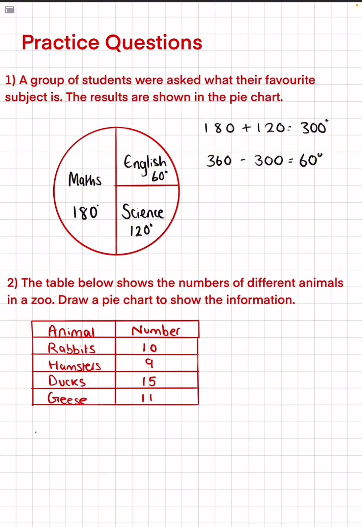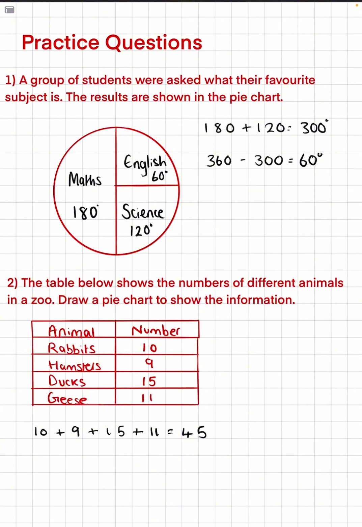So we've got 10 rabbits, 9 hamsters, 15 ducks, and 11 geese. We add all these numbers together, we get 45.